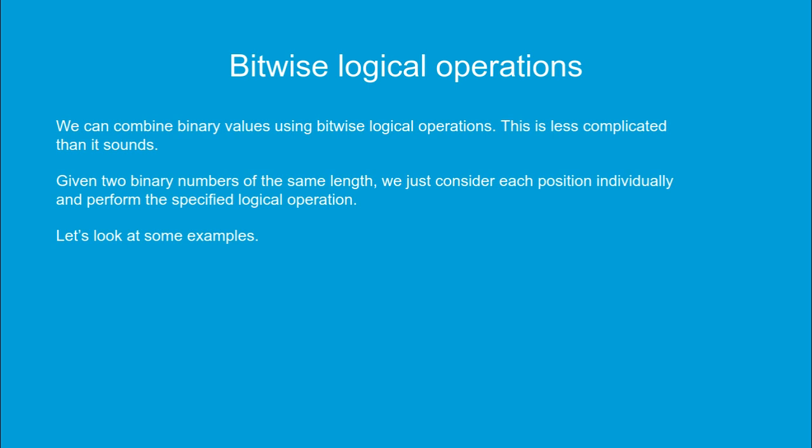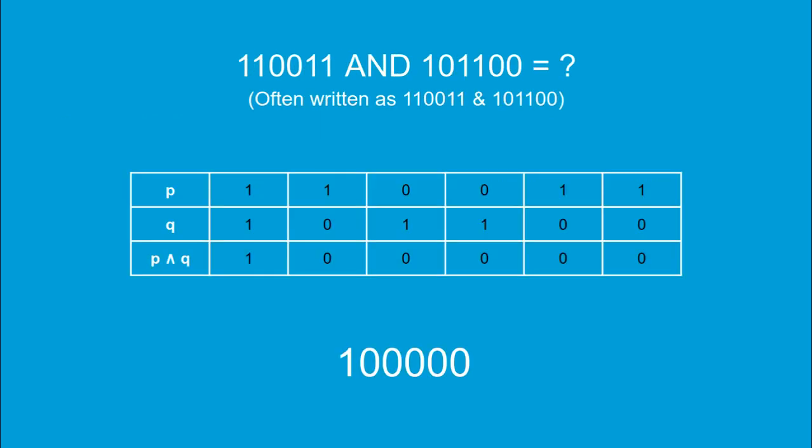So if we have two binary numbers, they have to be the same length. So if they're not the same length, then we fill in with zeros on the left. So we don't change the value of the number, but we need to have the same number of digits in order to do bitwise operations. Okay? We just consider each position individually. That's all we do. And we perform whatever operation, an AND or an OR or an exclusive OR, on each set of 2 bits. Okay? So let's look at some examples.